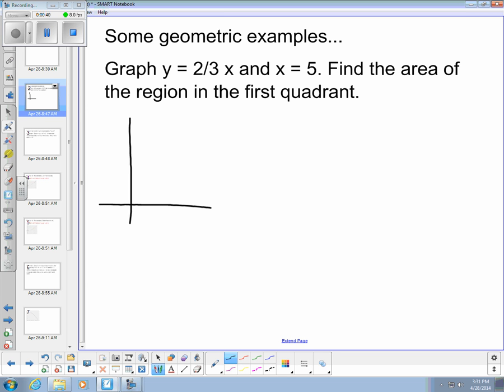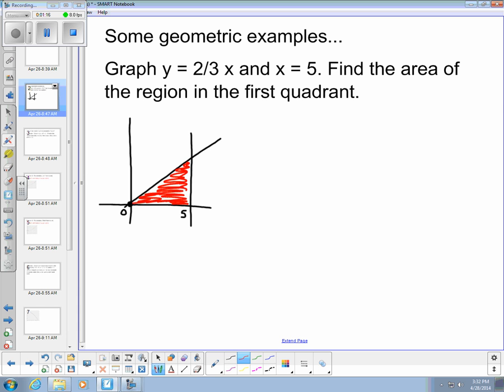So y equals 2/3 x is a line with y-intercept at the origin and a slope of 2/3. I'm not going to do this real exact, but we've got this line with a positive slope going through the origin. The line x equals 5 is a vertical line that goes through the number 5 on the x-axis. And in the first quadrant, bounded by those two lines, we've got a triangular region.